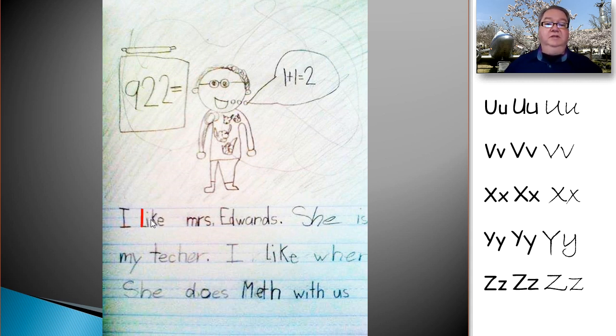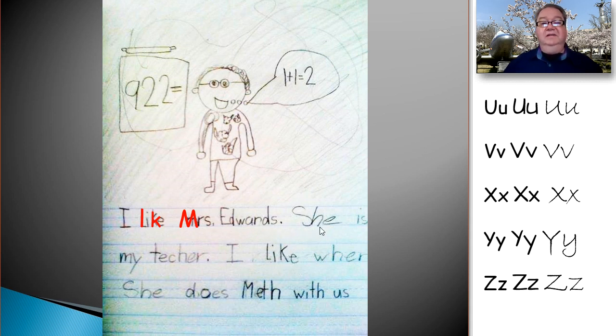So the L should just be a straight line like that, and the K should be a little smaller. This could be slightly taller here. The font I have doesn't fit this exactly, so I was trying to make sure that you could see that this part only came halfway up. So I like Mrs. Edwards. Mrs. is a title, so that should be a capital M. I like Mrs. Edwards. She is my teacher.